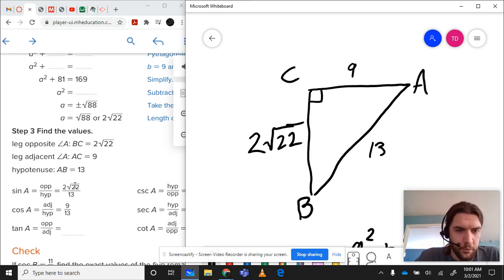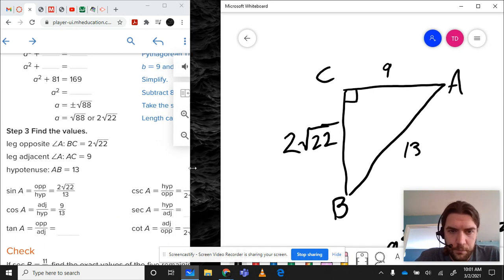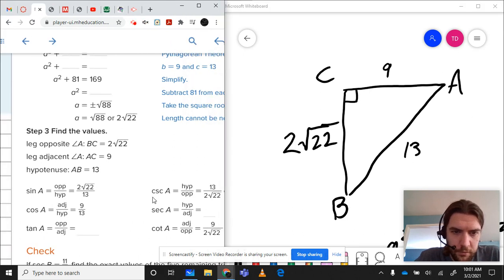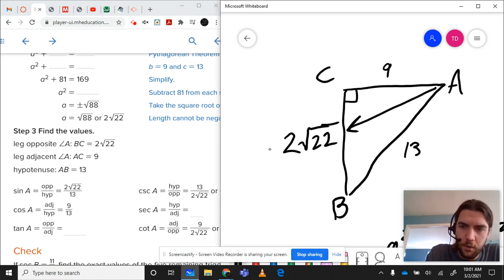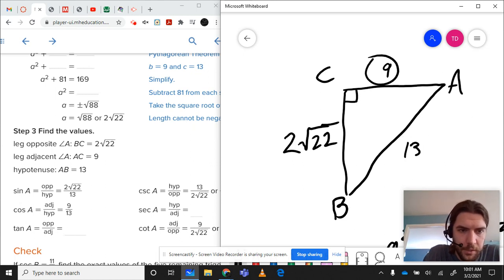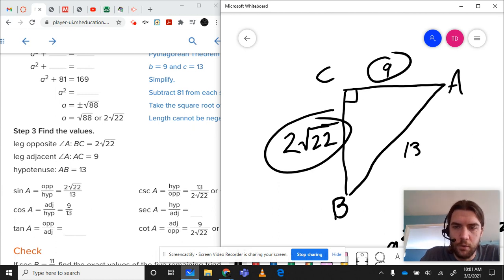Okay, for the following ones, they want us to figure out each of these 6 different trigonometric ratios, the outputs of these trigonometry functions applied to angle A. So for sine, it would be opposite over hypotenuse. So that'd be opposite, this guy, over the hypotenuse. For cosine, CAH would be adjacent over hypotenuse. So 9 over 13 looks good. Tangent would be opposite over adjacent. So it'd be 2 root 22 over 9.